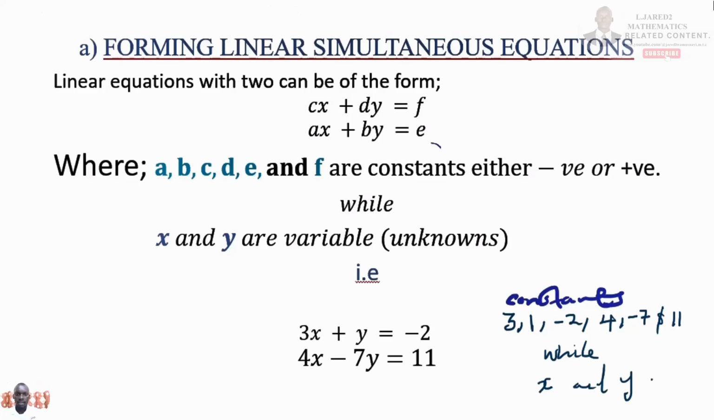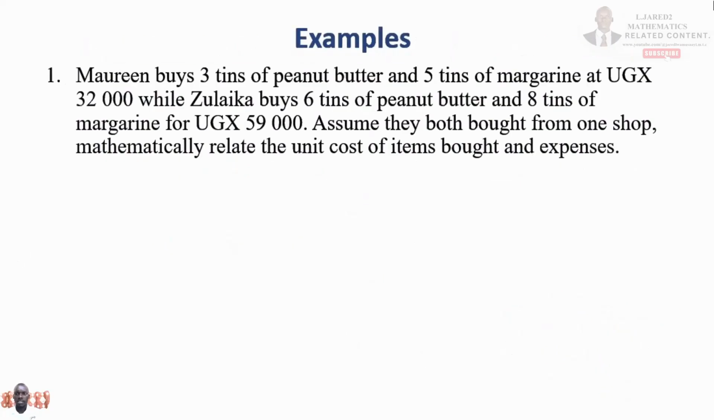Let us have examples so that you can understand more about forming linear simultaneous equations containing two variables or two unknowns. Example 1. It reads, Maureen buys 3 tins of peanut butter and 5 tins of margarine at UGX 32,000, while Zuleika buys 6 tins of peanut butter and 8 tins of margarine for UGX 59,000. Assume they both bought from one shop. Mathematically relate the unit costs of items bought and expenses.